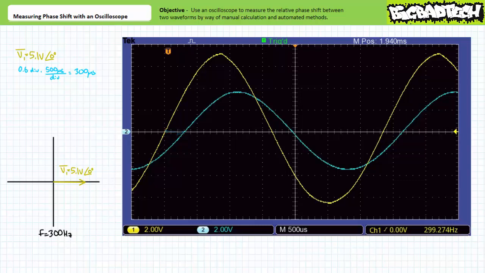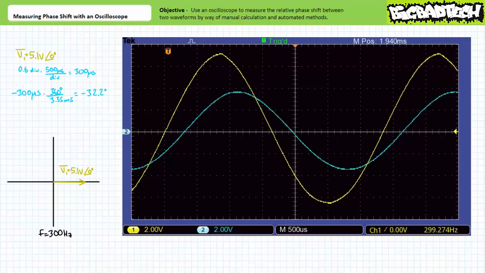0.6 divisions. Given our current horizontal sensitivity of 500 microseconds per division, this corresponds to a time shift of 0.6 divisions times 500 microseconds per division, or 300 microseconds. Now we need to convert this time shift to degrees.